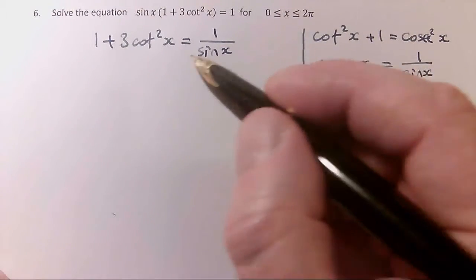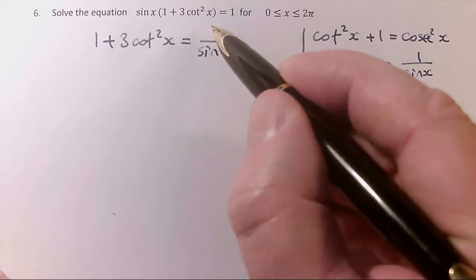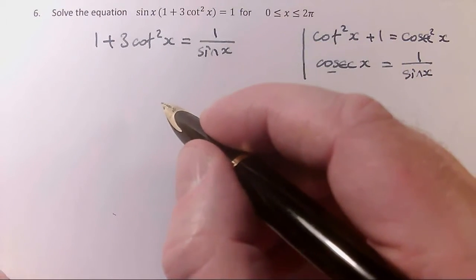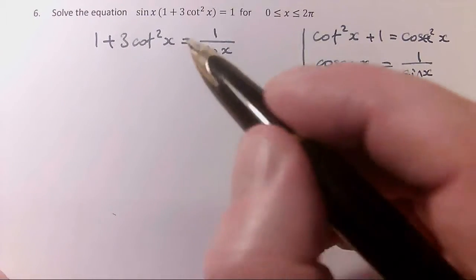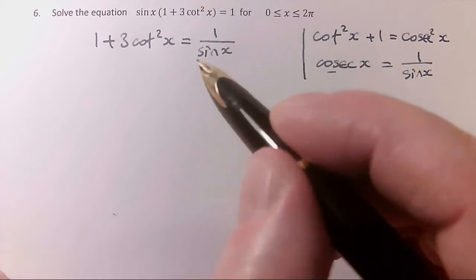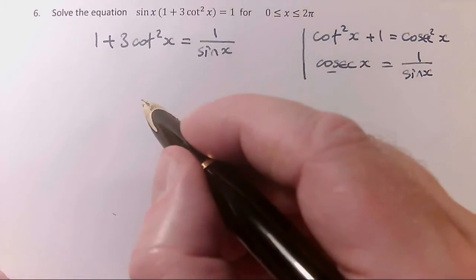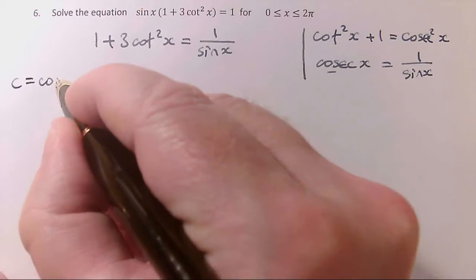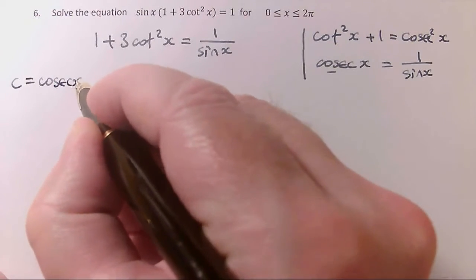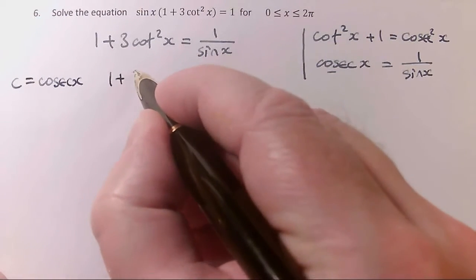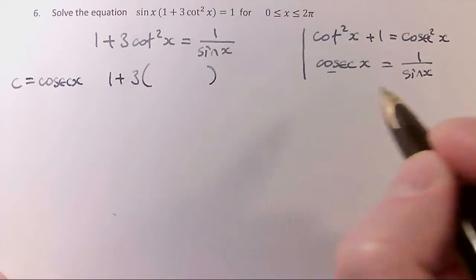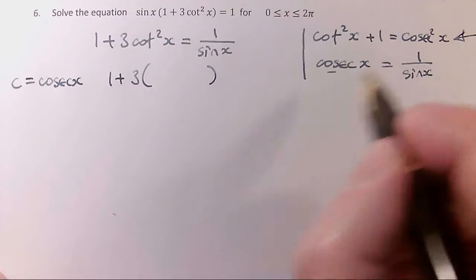So that's how I would get started on this one. As I say, there are other approaches. You could turn your cot x into cos x over sine x and turn everything into sines and cosines, and that would work. But this I think is maybe the neatest way to get started. So I'm going to use the letter C to mean cosec of x, because I'm going to get 1 plus 3, but cot squared of x I'm going to replace by its equivalent from this identity here.